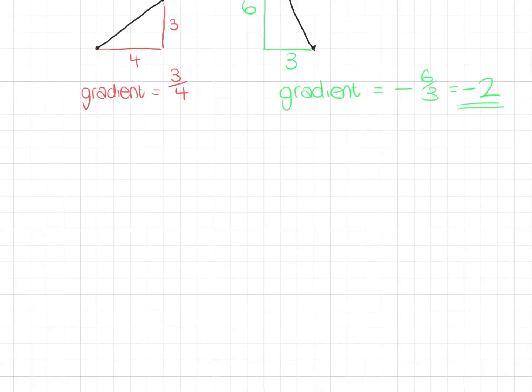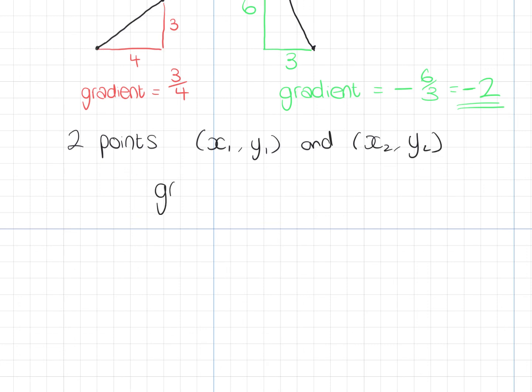Okay, the other way we can find the gradient is between 2 points. So remember, if we have 2 points on the line, and if I call the 2 points x1, y1, and x2, y2, we can say that the gradient is equal to y2 minus y1 divided by x2 minus x1.